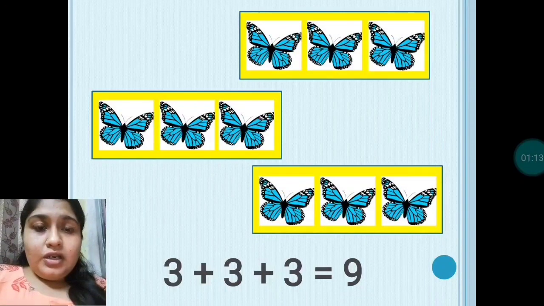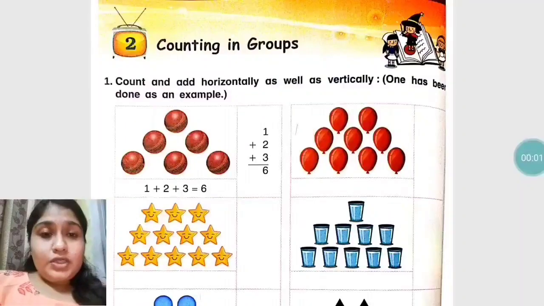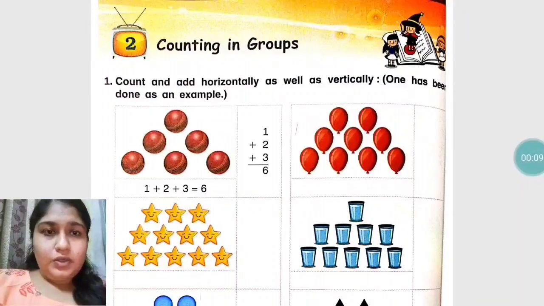Now we have completed our examples. So we will start with our exercise part. Students, open your workbook and take out page number 14. Chapter 2 is Counting in Groups. Question number 1 is count and add horizontally as well as vertically. One has been done as an example.